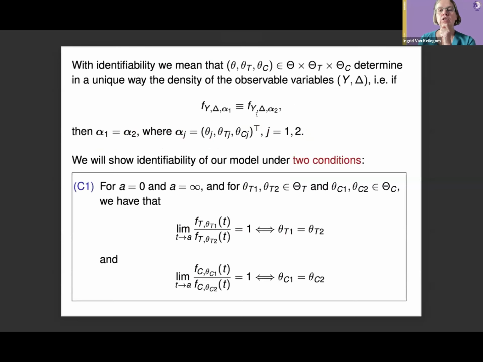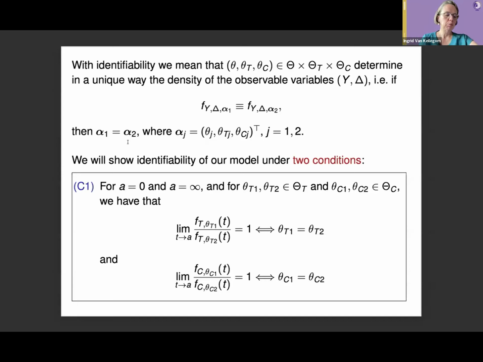So here is indeed our definition of identifiability. So we start from the density of what we observe, so the y and the deltas. And if we would have two equal densities under these parametric assumptions, and these densities will depend on all parameters, which I denote by alpha. So if these densities would be equal for an alpha 1 and an alpha 2, does that then imply that the two sets of parameters have to be the same? If that's the case, then the model is indeed identified.